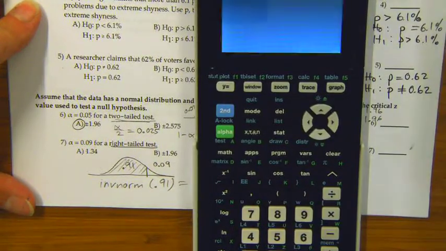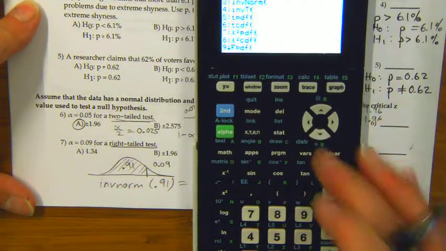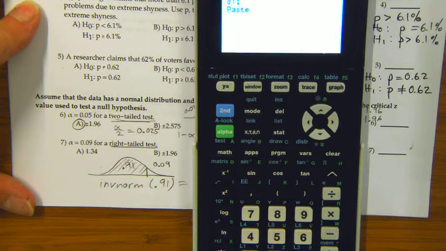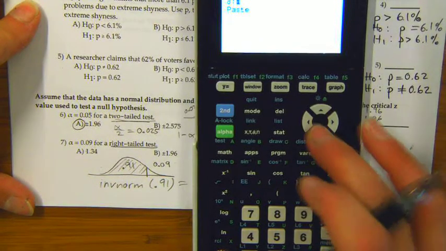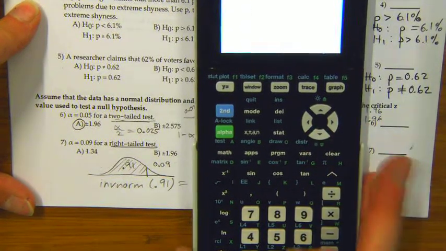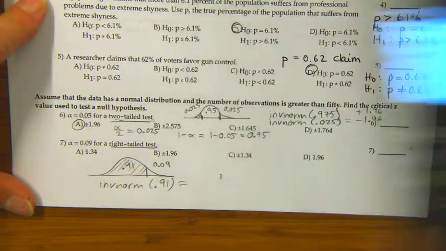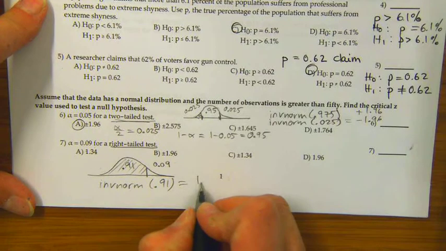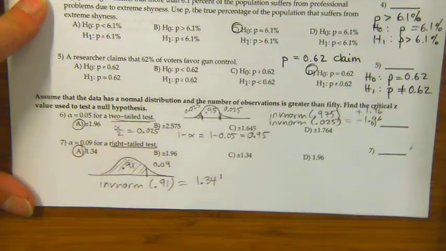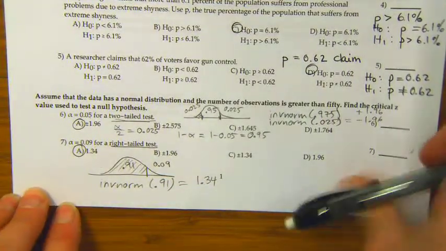And so we're going to see inverse norm 0.91. This is a standard normal distribution. And over here that is 1.34, which is A. So let's look at 8 and 9 as well.